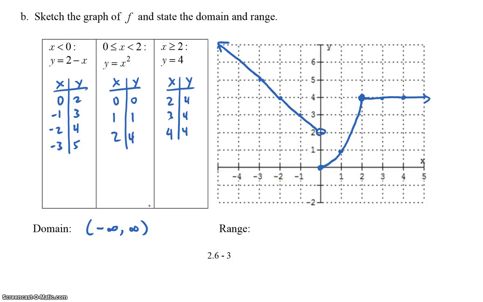The range, notice, is restricted to non-negative values of y. You notice the graph never goes below the x-axis. There are no gaps in the y values that we can compute. We can have any y value greater than or equal to 0. So the range is the set of all y greater than or equal to 0. That is, bracket 0 to infinity. So that concludes section 2.6.